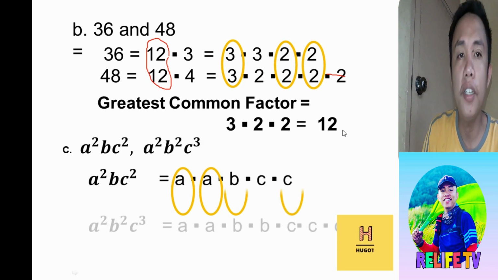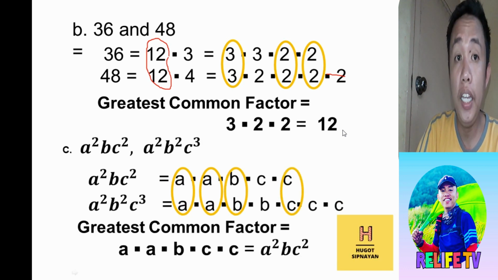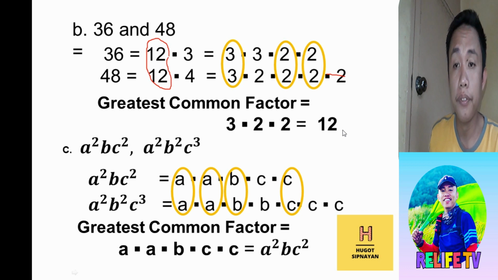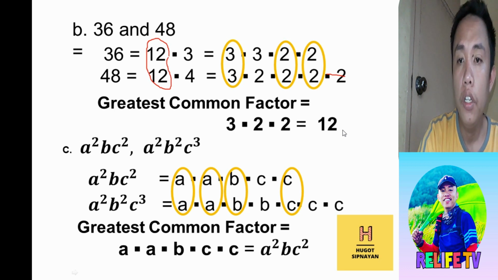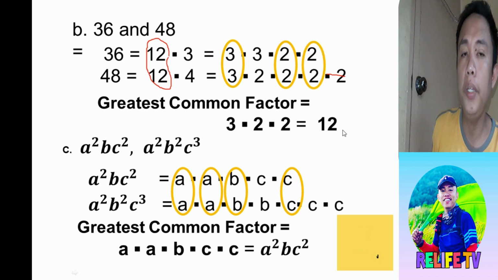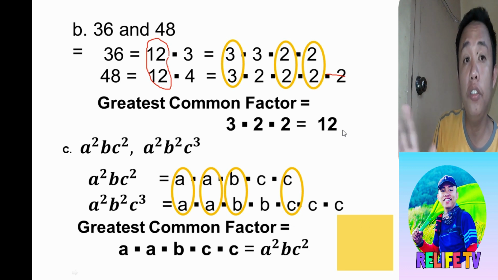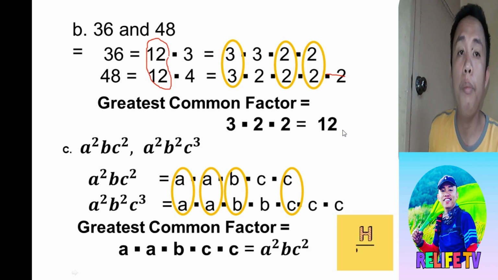Let's try to apply this sa mga tinatawag natin na variable. Kung meron tayong dalawang example, a squared b c squared, tapos meron pa tayong a squared b squared c cubed. So, dalawa siyang variable. So, kung napapansin nyo dito, pinaghiwalay natin siya base doon sa number na exponent niya. We have a squared here, dalawa, kaya a times a. We have b, isa.